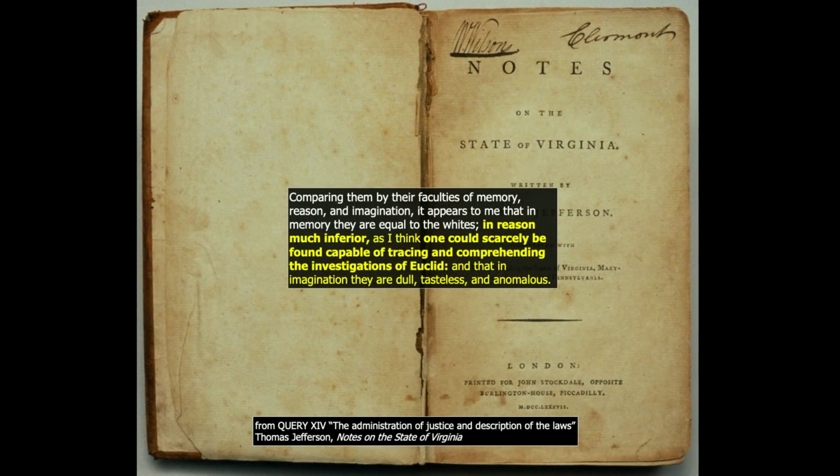So Banneker's achievement as a man of science, like Phyllis Wheatley's accomplishment in the realms of arts and letters, as I discussed last week, contradicted Jefferson's assertion in Notes on a State of Virginia that when you compare, quote, them, Black people, by their faculties of reason, of memory, and imagination, it appears to me that in memory they are equal to whites, in reason much inferior, as I think one could scarcely be found capable of tracing and comprehending the investigations of Euclid, end quote.